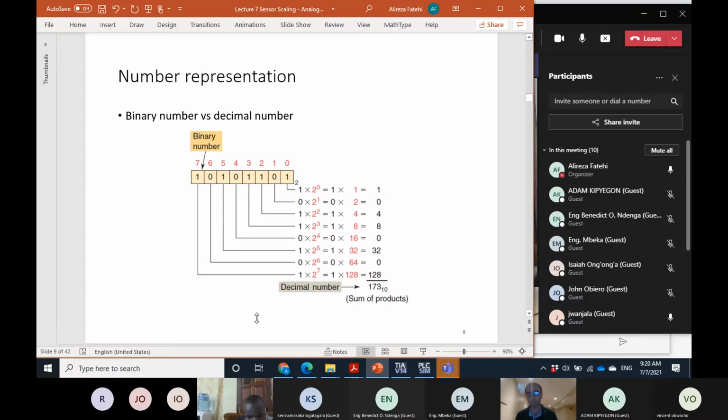You are familiar with binary numbers. I'm not going to go through the detail on that. It's just a string of 0s and 1s with some weight, and according to that we know how much it is.